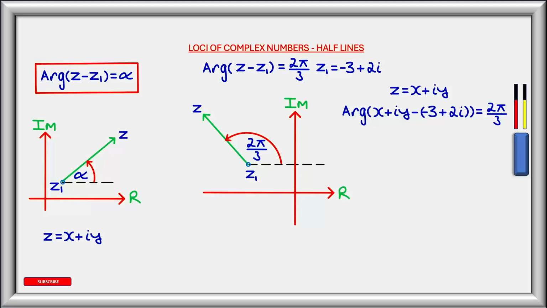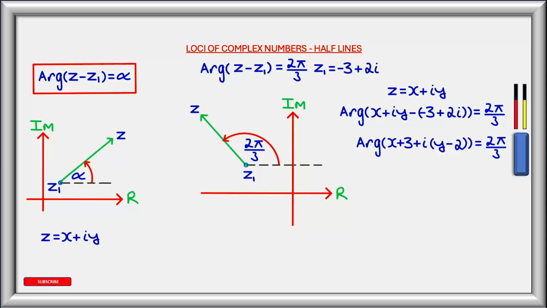And so replacing z with x plus iy and z1 with minus 3 plus 2i, we have the argument of x plus iy minus, in the bracket, minus 3 plus 2i is equal to 2 pi by 3. And grouping both real and imaginary parts together, we have the argument of x plus 3 plus i times the bracket of y minus 2 is equal to 2 pi by 3.